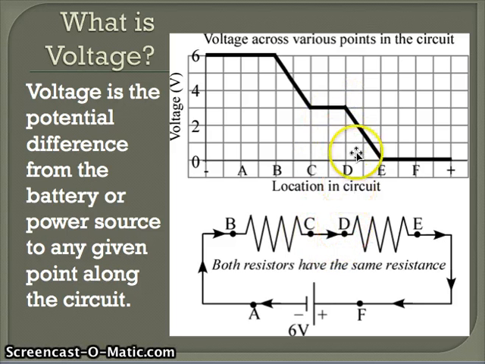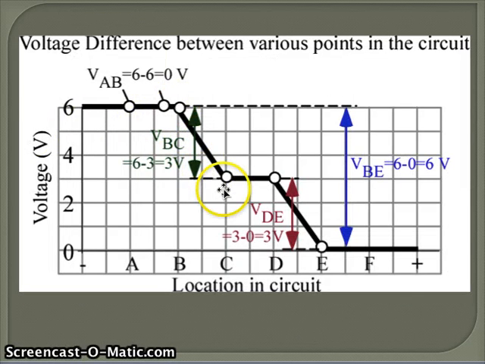D is right there next to C, so it has the same voltage available, but as soon as you cross D to get to E and then F, as the electrons come back to the battery, we have no more voltage available based on this circuit right here. The voltage dropped by 3 volts and 3 volts because the entire circuit had 6 volts available. That's series circuit voltage drop.